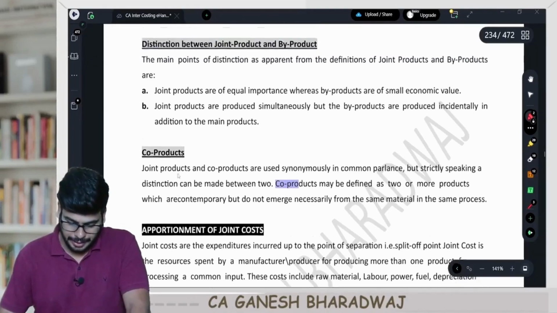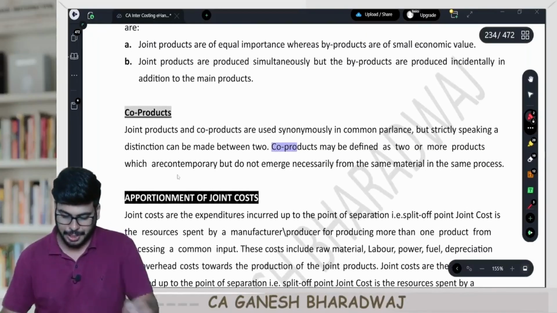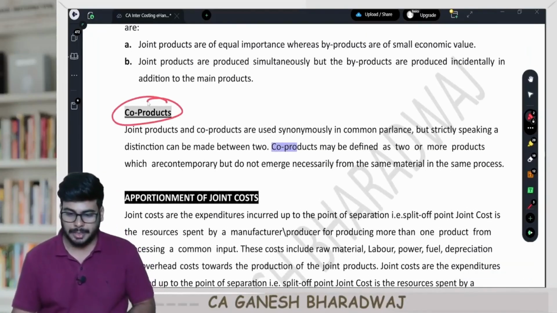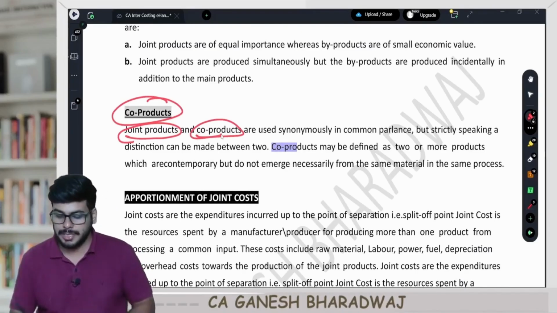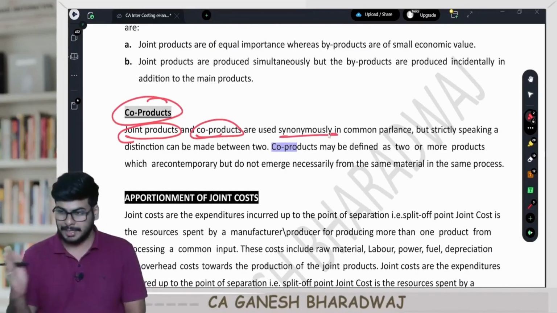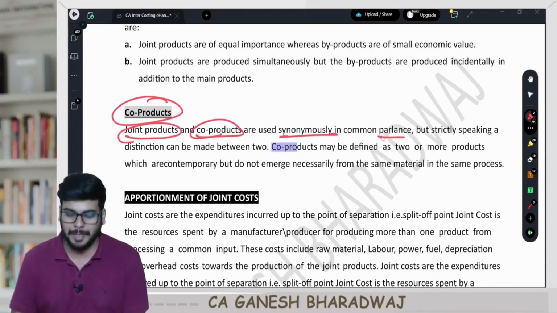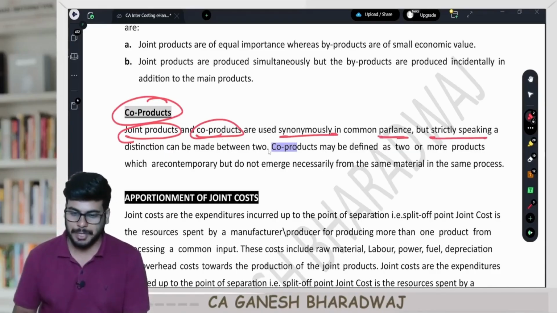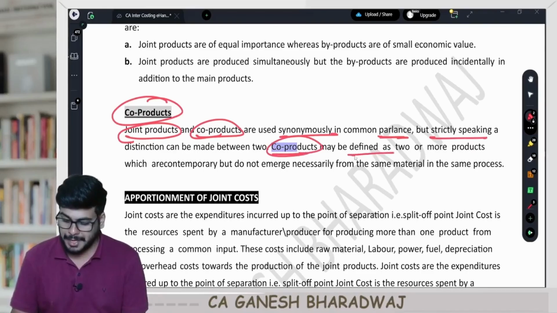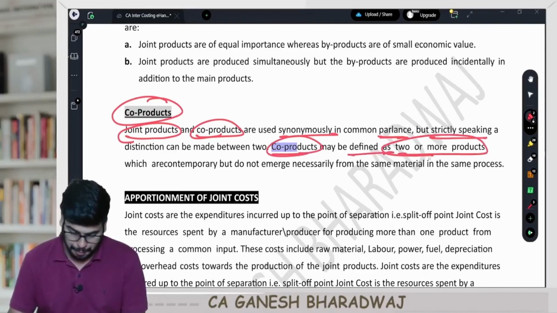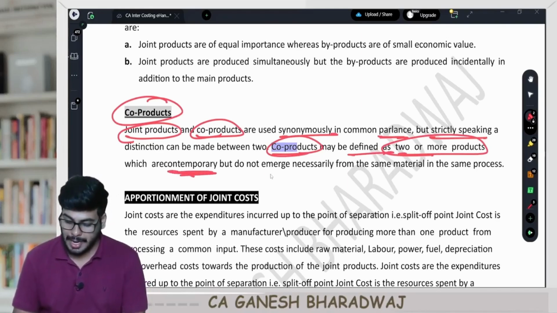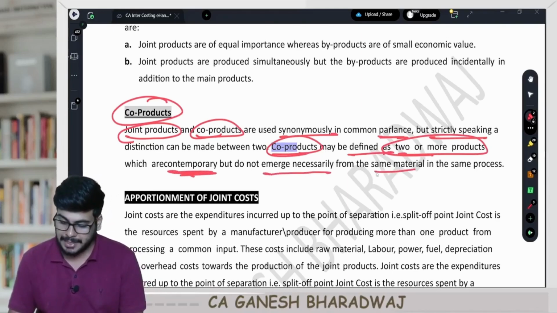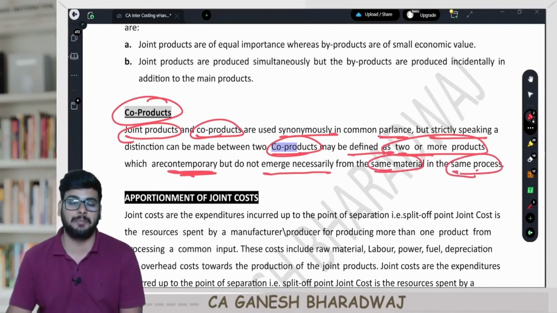Now look at this, what they have mentioned here. Co-products, right? Joint products and co-products are used synonymously. Synonymously means what? They have the same meaning in common parlance, but strictly speaking, a distinction can be made between the two. Co-products may be defined as two or more products which are contemporary but do not emerge necessarily from the same material in the same process.